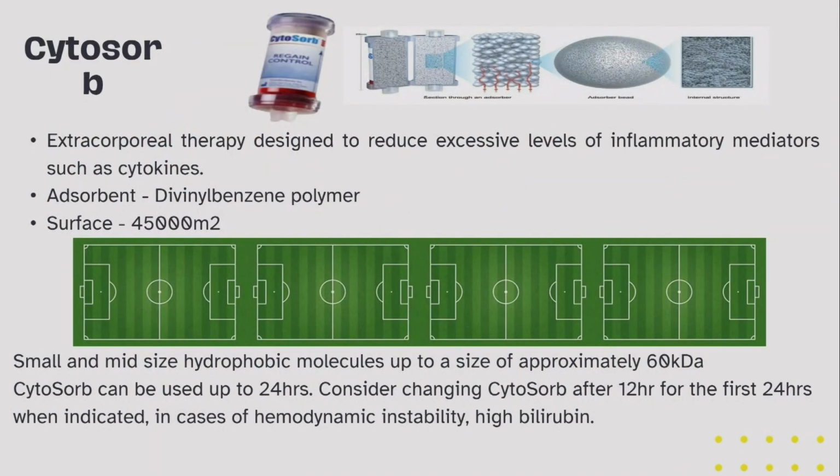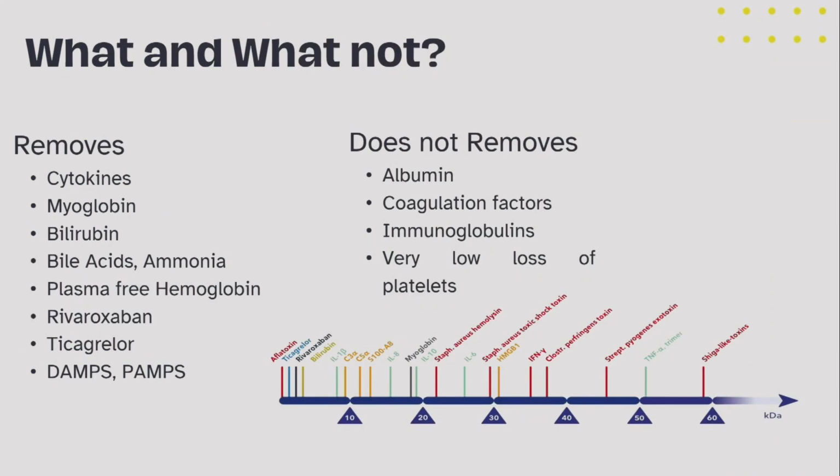And you know Cytosorb removes the cytokines. It's a divinyl benzene polymer, with a surface area of 45,000 square meters. It removes small and middle-sized hydrophobic molecules. People have tried it in snake bite, organophosphorus poisoning, liver failure, rhabdomyolysis, you name it. People have tried it in COVID patients, including us. But what it doesn't remove is the immunoglobulins. It doesn't remove the clotting factors. And this is the spectrum of molecules it removes based on molecular weight.